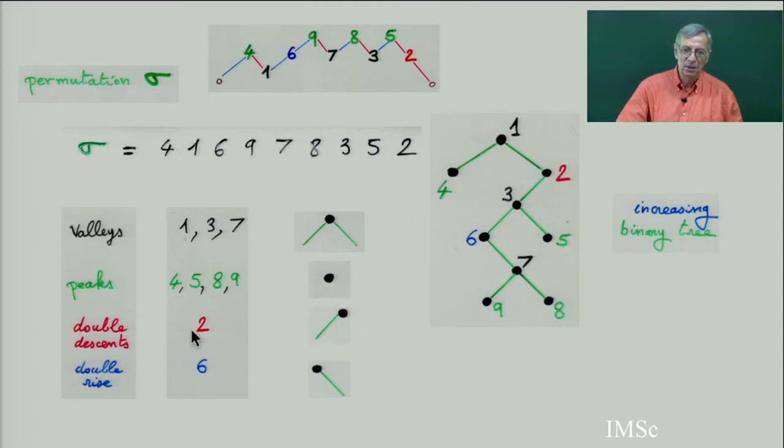So this is three kinds. See, double rise: the 6 is in blue, it's a double rise, a unique simple vertex going with the right son, and 6 here is a double rise. So I just repeat, to define double rise and double descent, I have the convention to put a 0 at the beginning and 0 at the end.